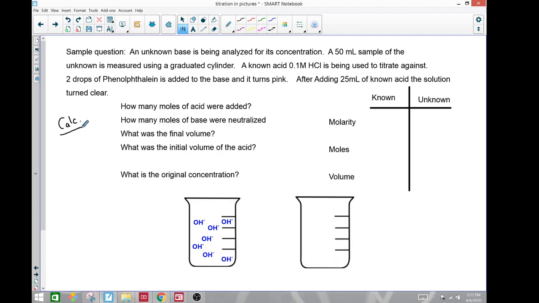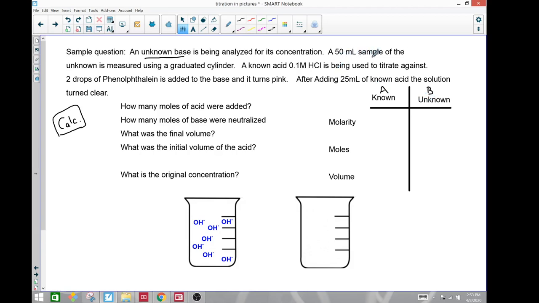Now let's get straight into the calculations, how we actually do this. So an unknown base is being analyzed for its concentration. So the base is unknown. Sometimes we use this table right here. Okay. Unknown. So right away I might put a B here for base, just to remind myself. Therefore the known is the acid. And what's unknown about it? Its concentration is unknown. We know it's a base. We may even know the identity of the base. We just don't know the concentration.